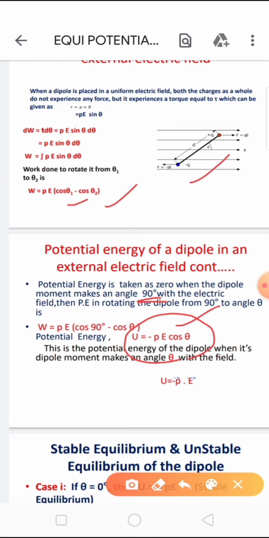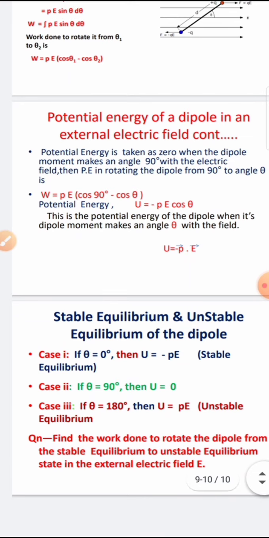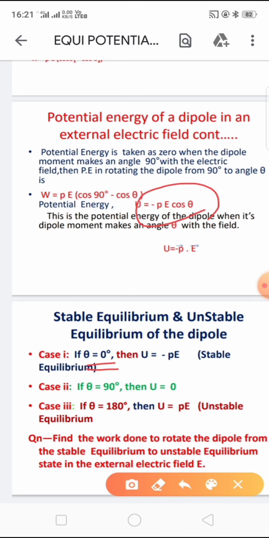So let's see what the conditions are for stable and unstable equilibrium. That means at what angle theta the dipole is said to be in stable equilibrium, and at what angle it is said to be in unstable equilibrium. When theta is equal to 0 degrees, then putting the value here, minus PE cos 0, where cos 0 is equal to 1, so U is equal to minus PE. This is the condition of stable equilibrium.